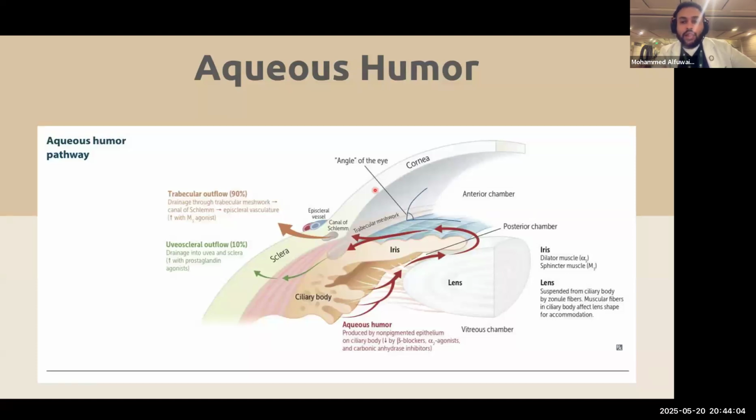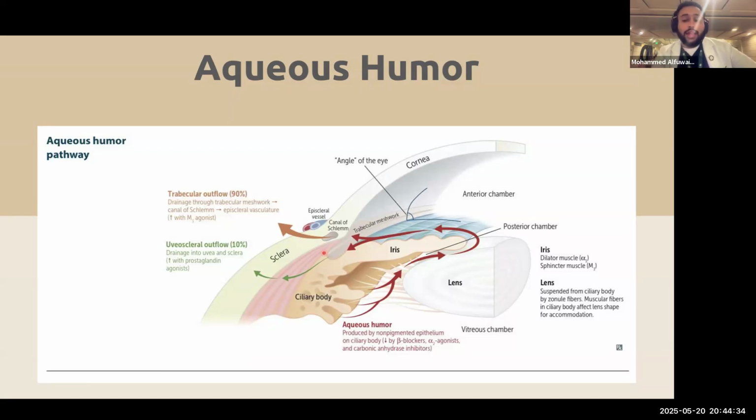I'll explain why. What happens in open angle? This angle is open, there is nothing blocking it. What's happening is you have decreased absorption. So in these patients, it's more chronic, more long-term, because they just have decreased absorption. They can find it incidentally or they'll have decreased vision over time. That's how you can tell the difference between them.